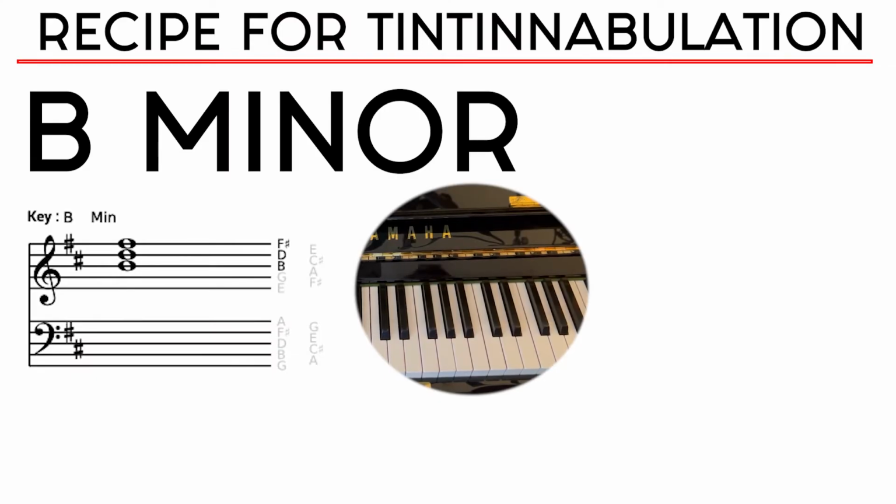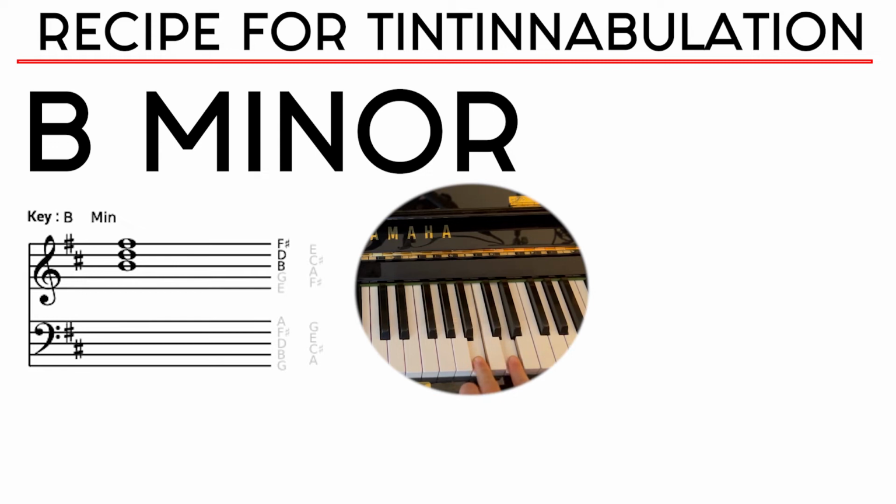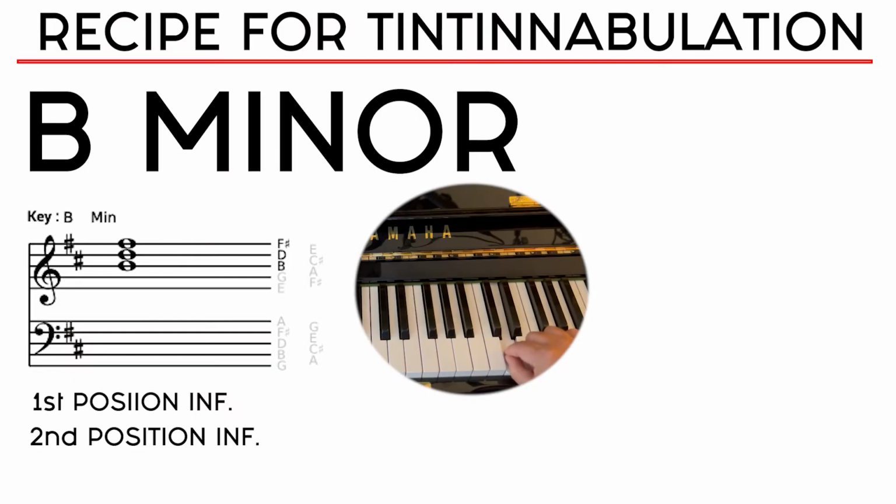If I play a D in the melody or the M voice, I'll play a B in the T voice because B is the closest tone to a B minor triad. That's just one way, and that would be referred to as first position inferior. First position meaning it's the first closest, inferior meaning it's under the melody note. Second position inferior would be the second closest tone in the B minor triad. So again, if we had a D in the M voice, we would tintinnabulate it with an F sharp.